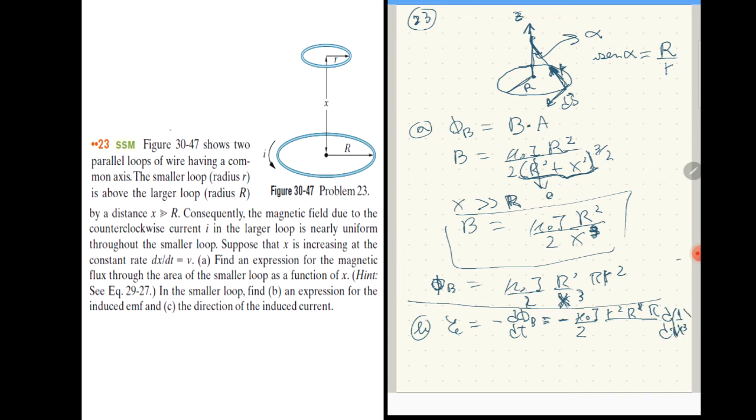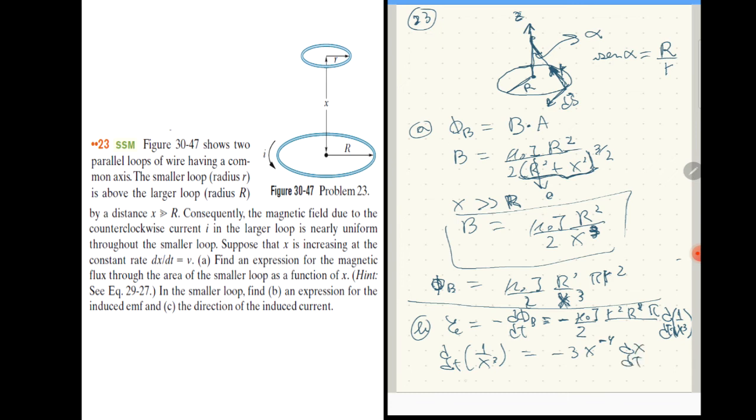To differentiate this with respect to time, you use the chain rule. I'll repeat this expression here to be more clear. You get minus 3 x to the minus 4, times the derivative of x with respect to time.